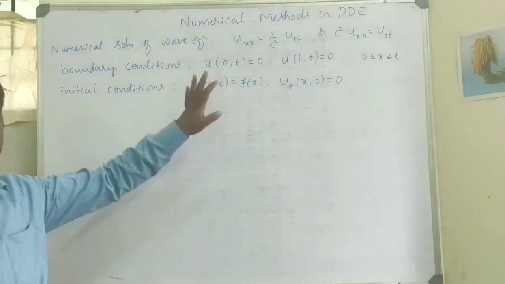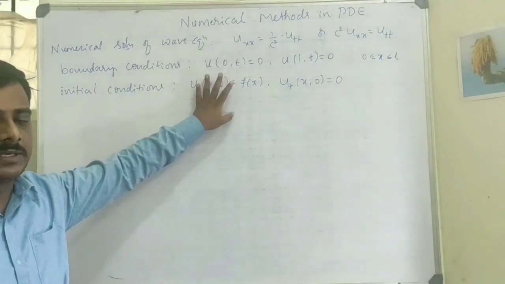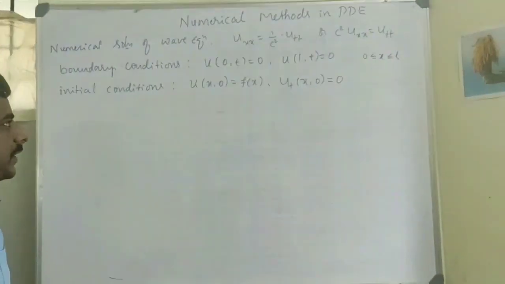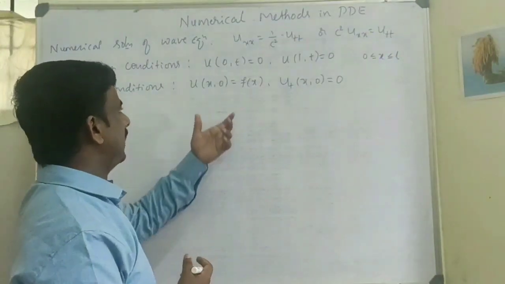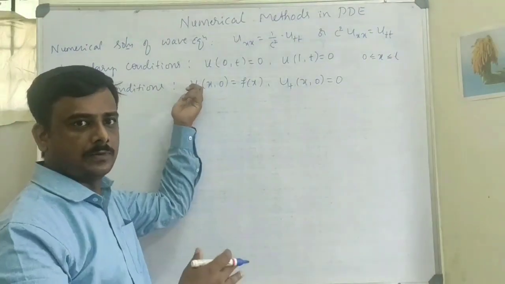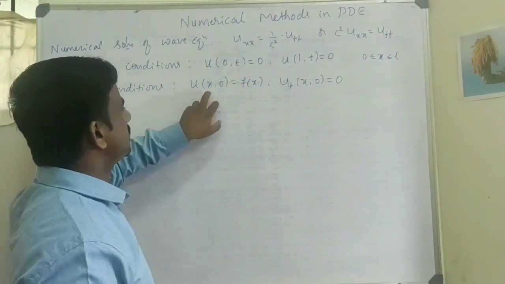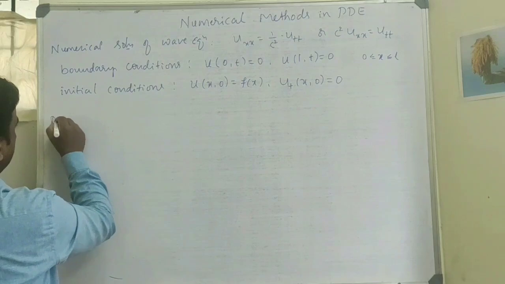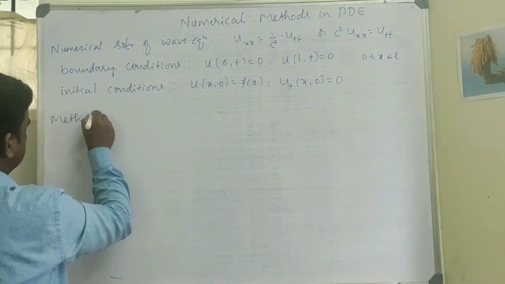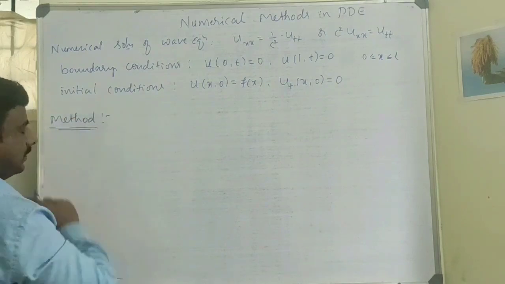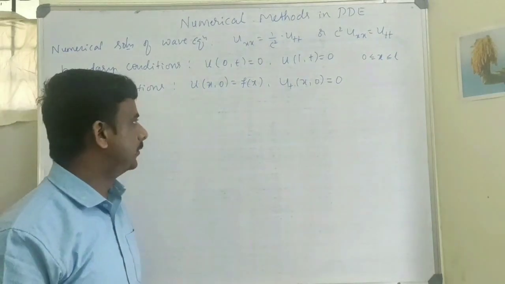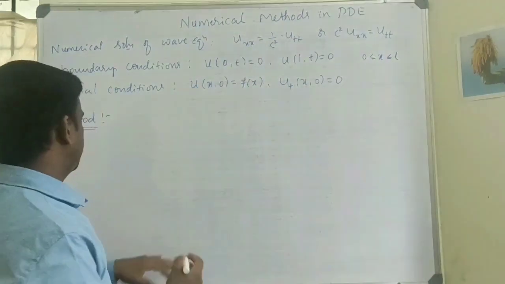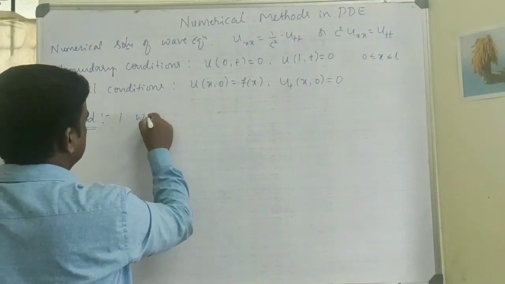So this will usually be given in the problem statement and you will be asked to find the solution of the equation. You have to find the value of this function for different values of x and t. Now the method: how to solve wave equations using numerical methods. First of all, we have to write the given data.